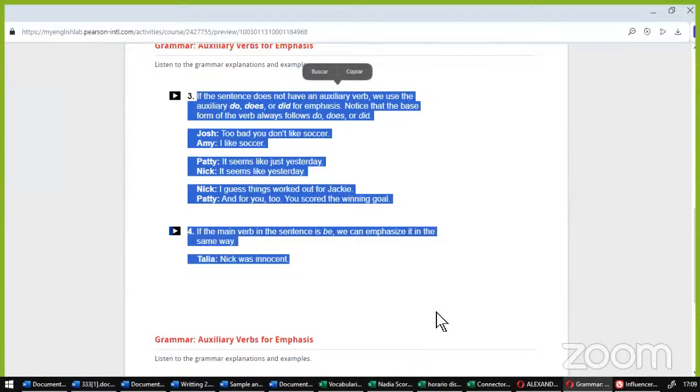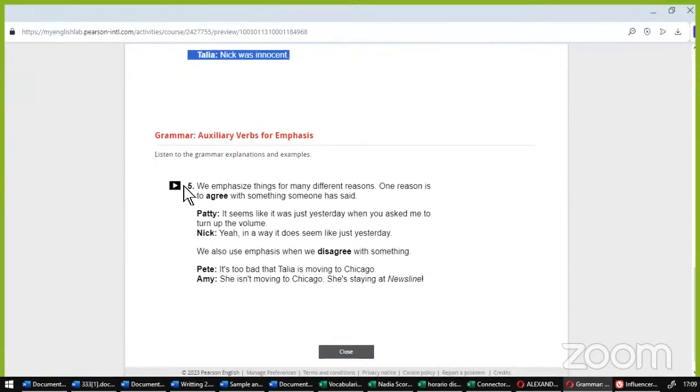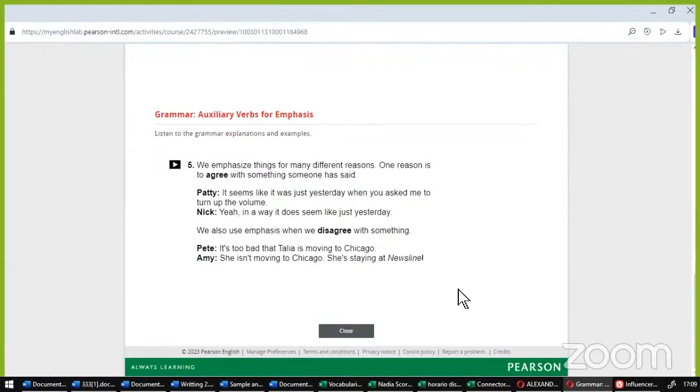If the main verb in the sentence is be, we can emphasize it in the same way. Nick was innocent. We emphasize things for many different reasons. One reason is to agree with something someone has said. It seems like it was just yesterday when you asked me to turn down the volume. Yeah, in a way, it does seem like just yesterday. We also emphasize when we disagree with something. It's too bad that Talia is moving to Chicago. She isn't moving to Chicago. She's staying at Newsline.